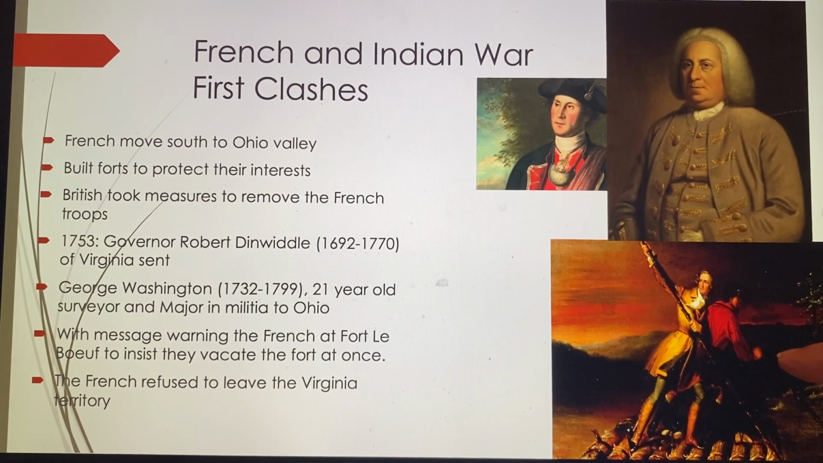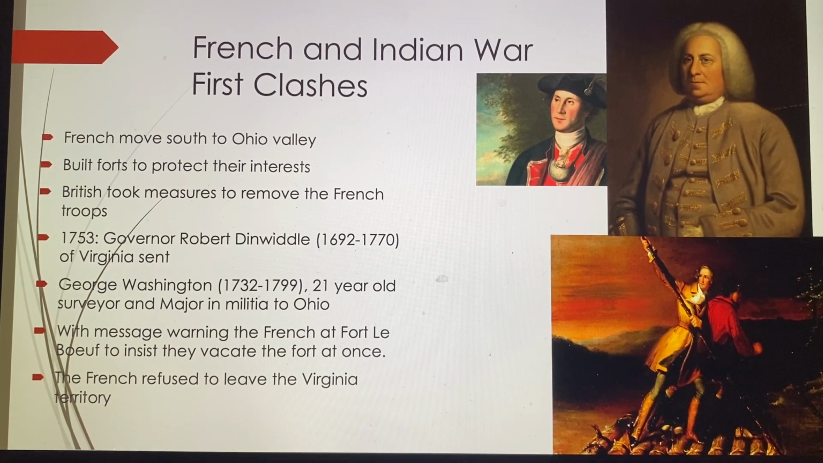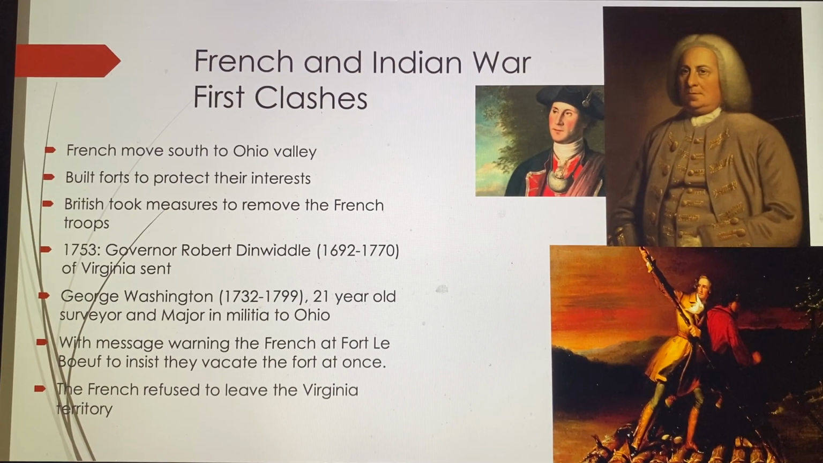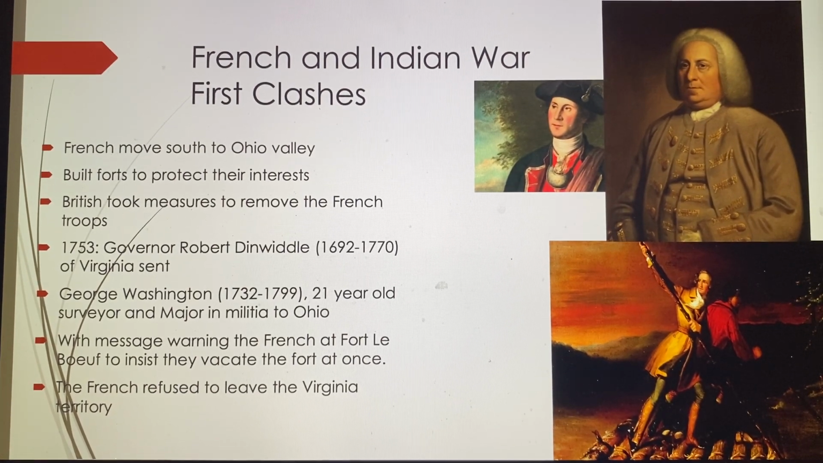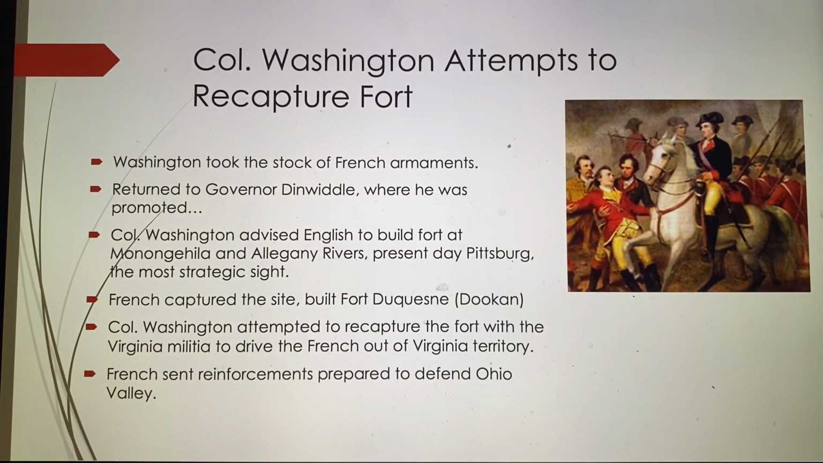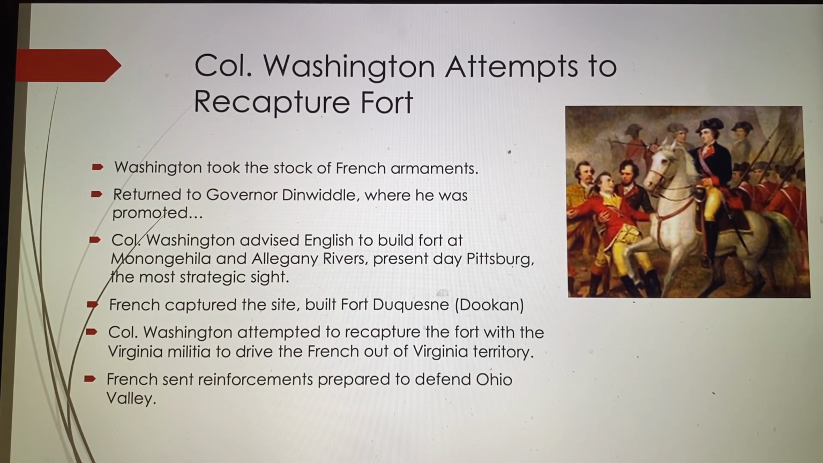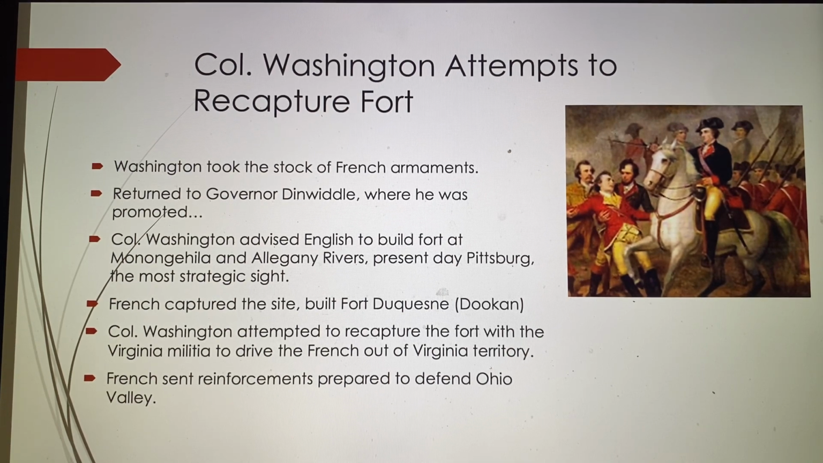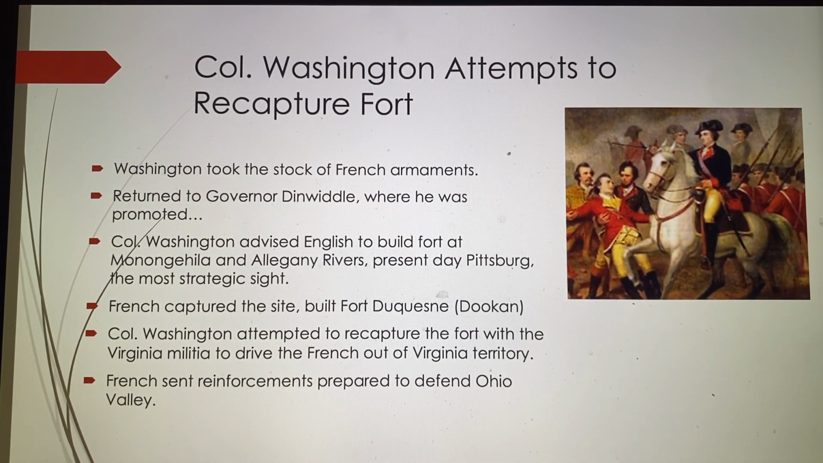You see here how Washington now ends up getting the ammunition and actually bringing forth a victory without even fighting. Colonel Washington, remember George Washington, attempts to recapture the fort. Washington took the stock of the French armaments. So he took the stock of the armaments at night. And then he returned to Governor Dinwiddie, then he was promoted to lieutenant.